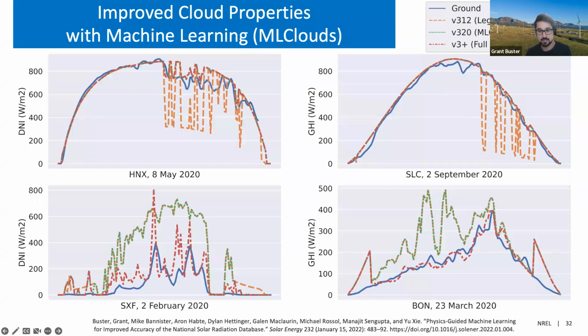What I want to show here is that the two top images, DNI on the left and GHI on the right, you can see the old version, V3.1.2, where we had what are basically missing cloud properties. So our traditional algorithms were not able to determine the cloud properties based on the satellite images. And so that results in these really crazy oscillations that you can see in orange. And then using the ML clouds model as a gap fill methodology to fix those cloud properties, you can see it snap back up to the green and the red data traces, which matches the ground measurements quite well. So that's pretty exciting. That helps our data quality when we're missing cloud properties, helps the data quality quite a bit.